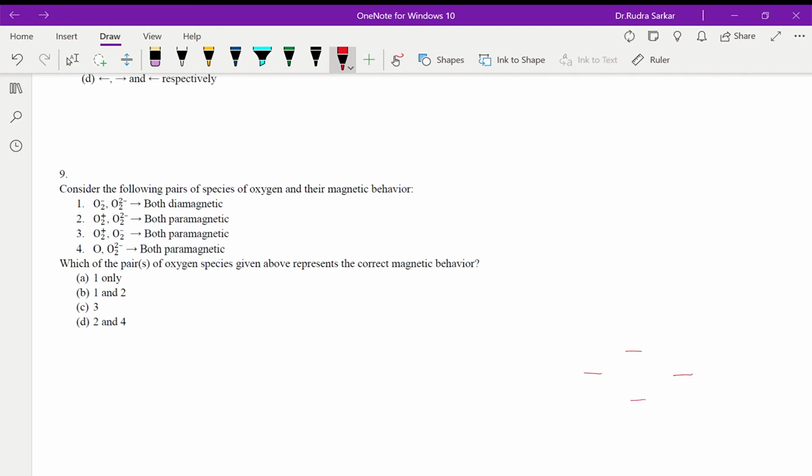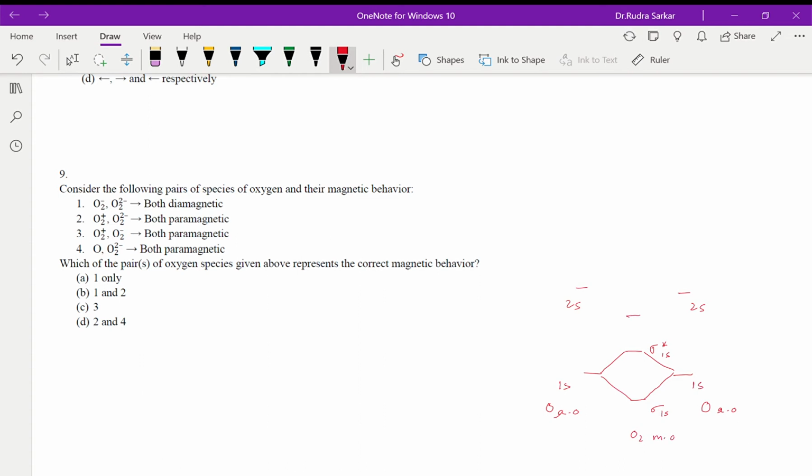So suppose that is 1s, 1s. These two combine to give you sigma 1s, sigma star 1s. Suppose this is your 2s, 2s, and these are your oxygen atoms or atomic orbitals, that is AO. In the middle we have the MO of oxygen atom.